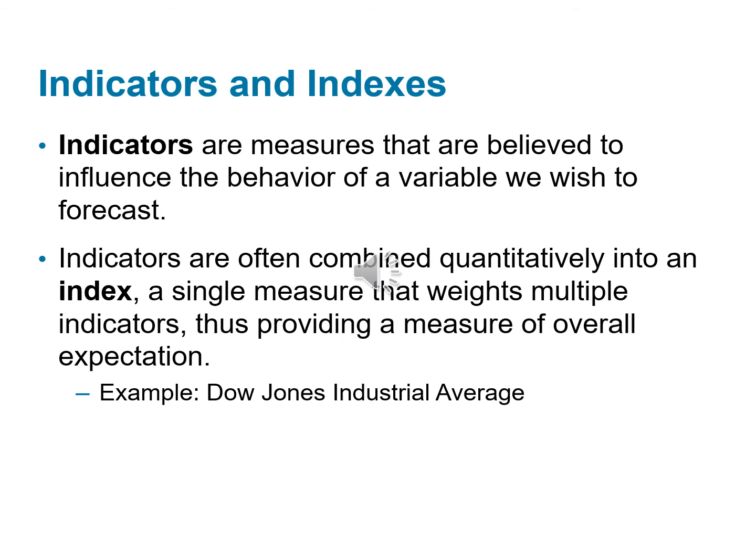Indicators and indexes. Indicators are measures that are believed to influence the behavior of a variable we wish to forecast. Indicators are often combined quantitatively into an index, a single measure that weights multiple indicators, thus providing a measure of overall expectation. Example: Dow Jones Industrial Average.